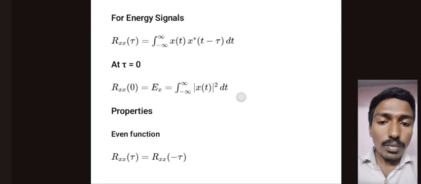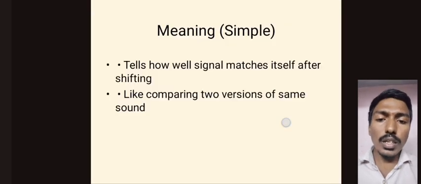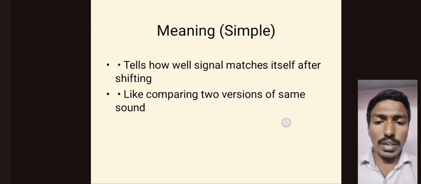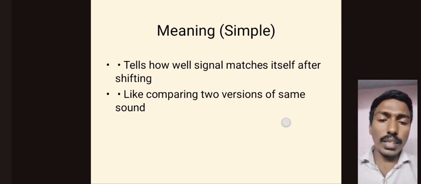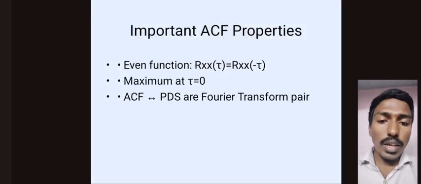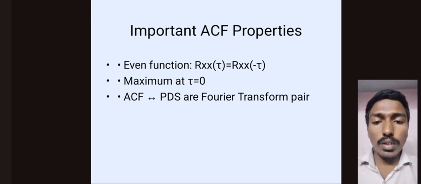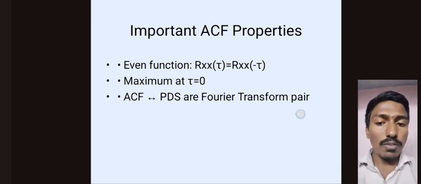In simple, non-technical terms, we can say the signal matches itself as it shifts, like comparing two versions of a sound. That same signal is compared with itself. Importance of ACF properties: it is an even function, as already said, with its maximum at tau equal to 0. ACF and PSD are Fourier transform pairs.